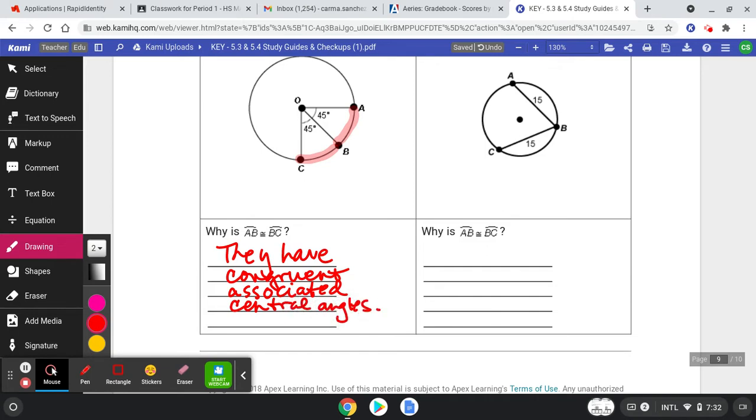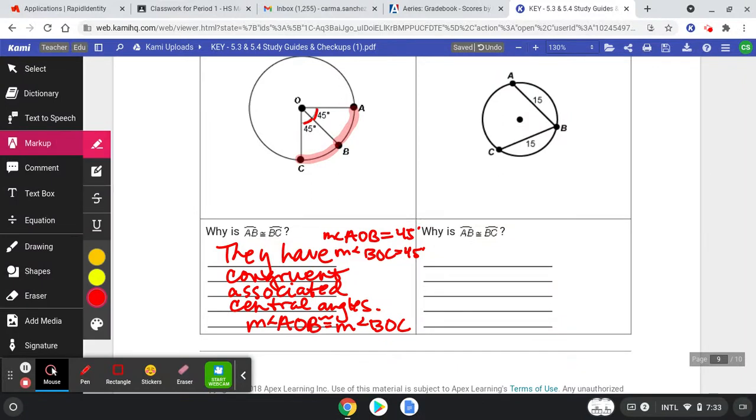So do you see that the measure of angle AOB is equal to 45 degrees, and the measure of angle BOC is also equal to 45 degrees? And so we can technically say that the measure of angle AOB is congruent to the measure of angle BOC. And therefore, if these central angles are congruent, we can say that the minor arcs are congruent.